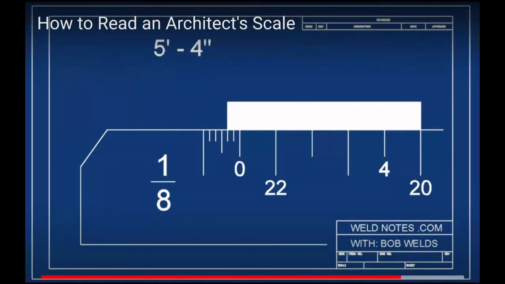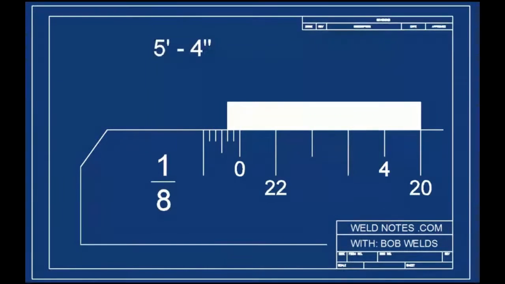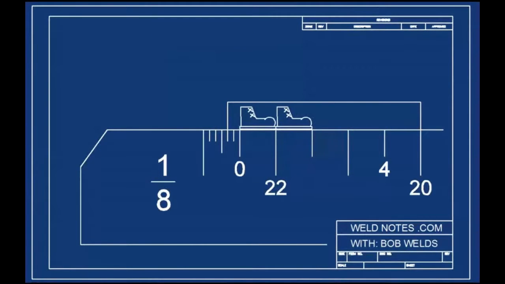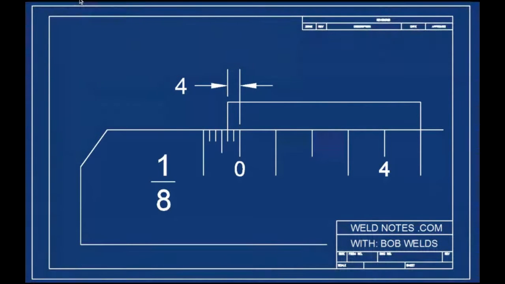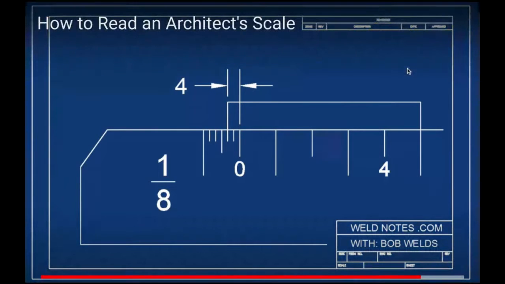Did you say 5 feet 4 inches? If you did, you really know what you're doing. If not, let's have a look at what marks to count. See? 1, 2, 3, 4, 5 feet. And each inch mark counts as 2 inches. The numbers 20 and 22 are from the other side of the ruler, so just ignore them.